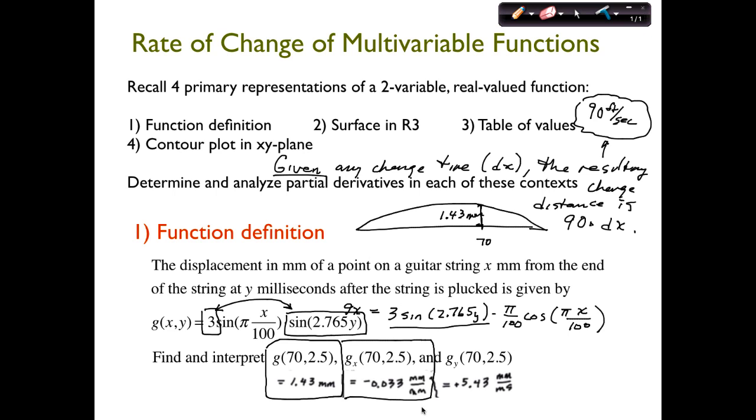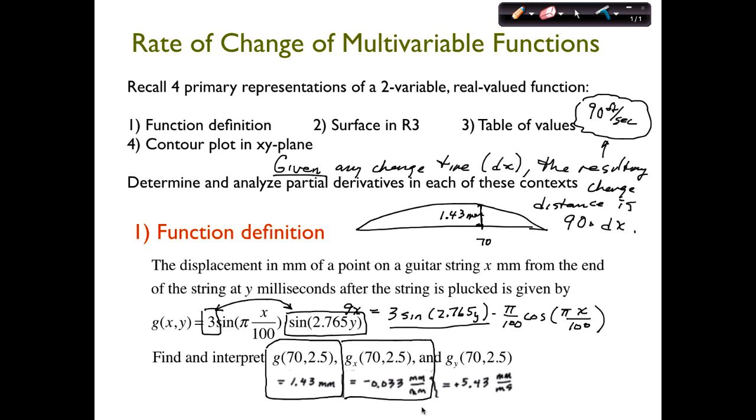The first thing was, what about the time? Constant. We're going to hold it constant, right? So what time do we have? 2.5 milliseconds. So we can start by just saying at 2.5 milliseconds, the displacement of your string will be negative 0.0326. You will have a string displacement of negative 0.0326 millimeters per millimeter you go from the end of the string.